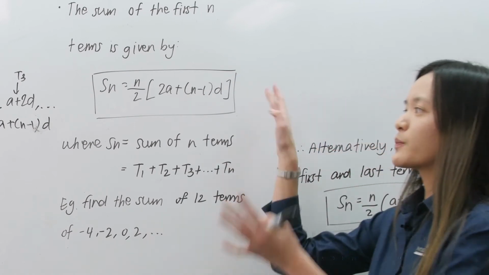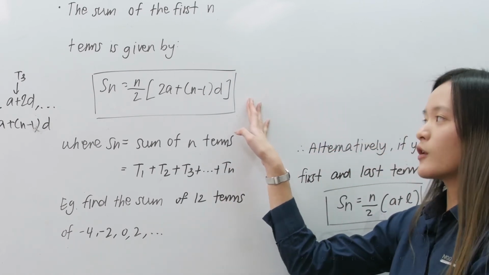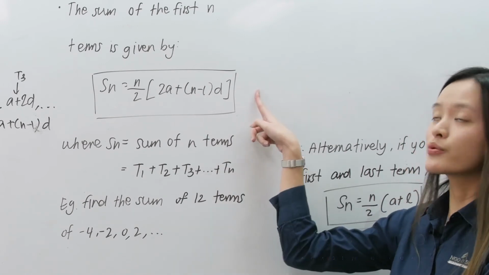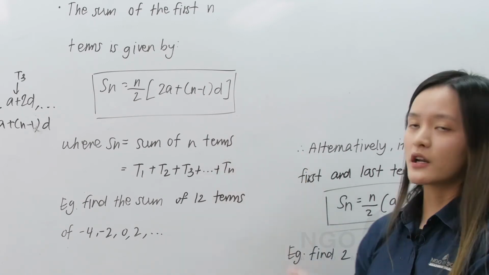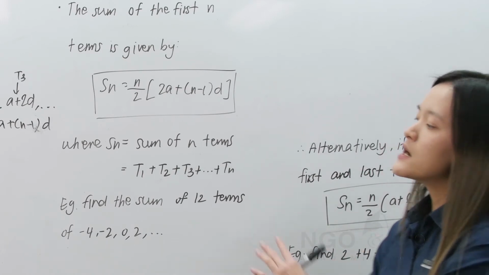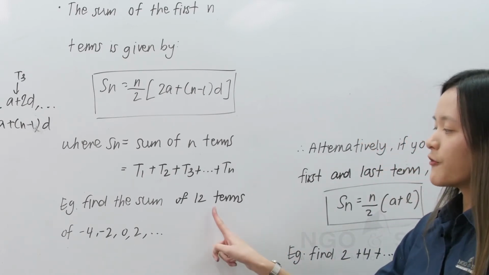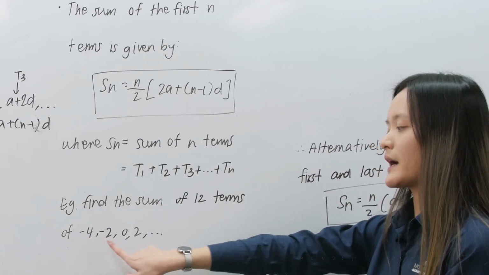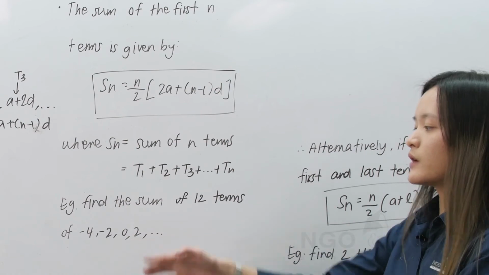Now the proof for this, guys, is a bit long and tedious. In an exam, you will never be asked to prove this formula, so I'm not going to go through it with you guys. We're just going to jump into the questions right away. The first question says, find the sum of 12 terms of -4, -2, 0, 2, etc.